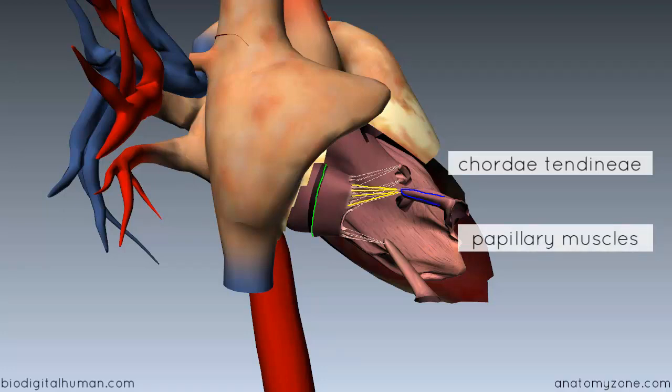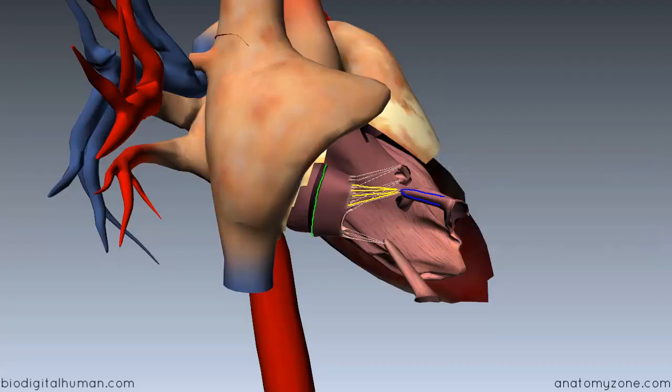The point of the chordae tendineae and the papillary muscles is to prevent the tricuspid valve from being everted back into the right atrium when the ventricle contracts, the pressure increases, and the backflow of blood forces against the tricuspid valve.